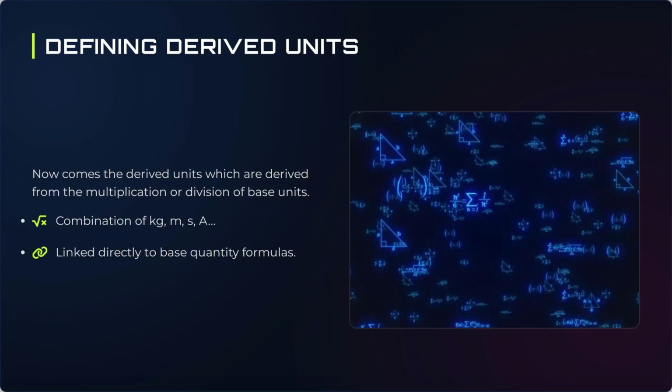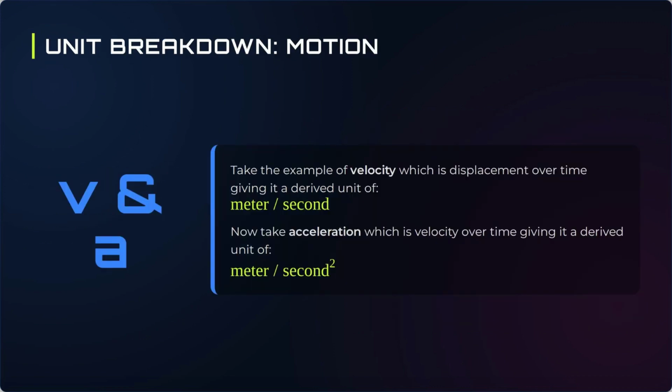Now comes the derived units, which are derived from the multiplication or division of base units. For example, take the example of velocity, which is equal to displacement over time, which gives it a derived unit of meter per second. Now take the example of acceleration, which is velocity over time, giving it a derived unit of meter over second squared.